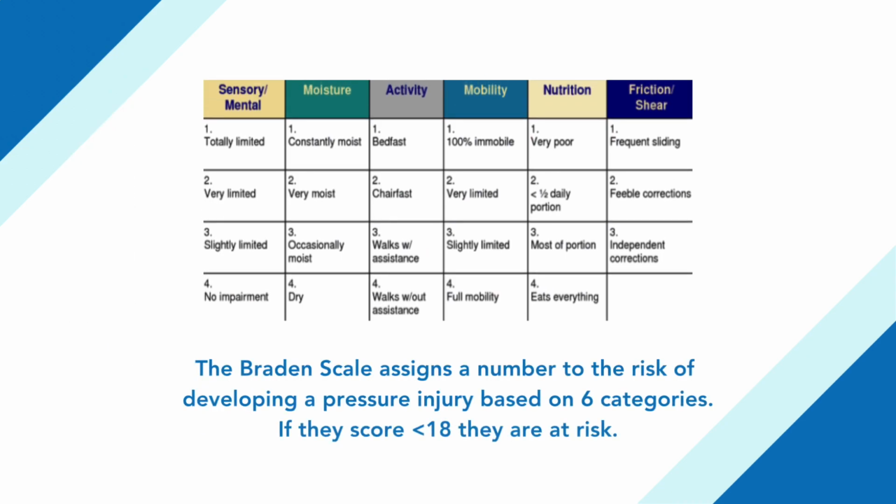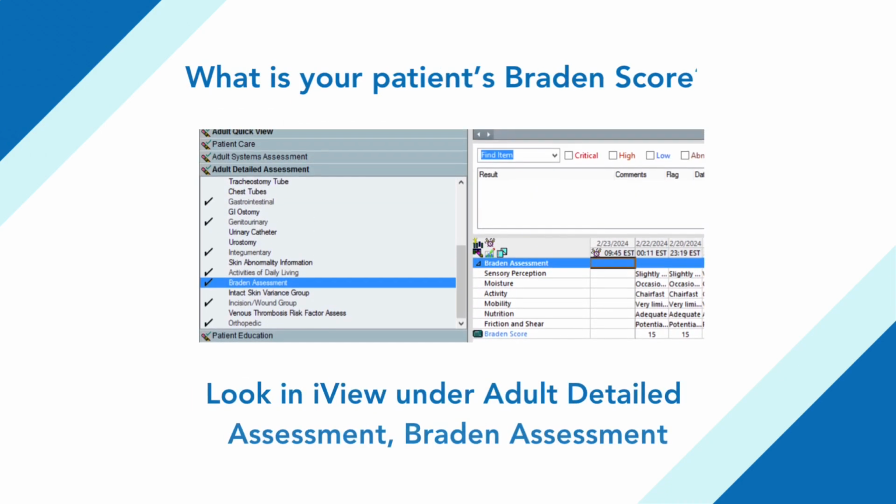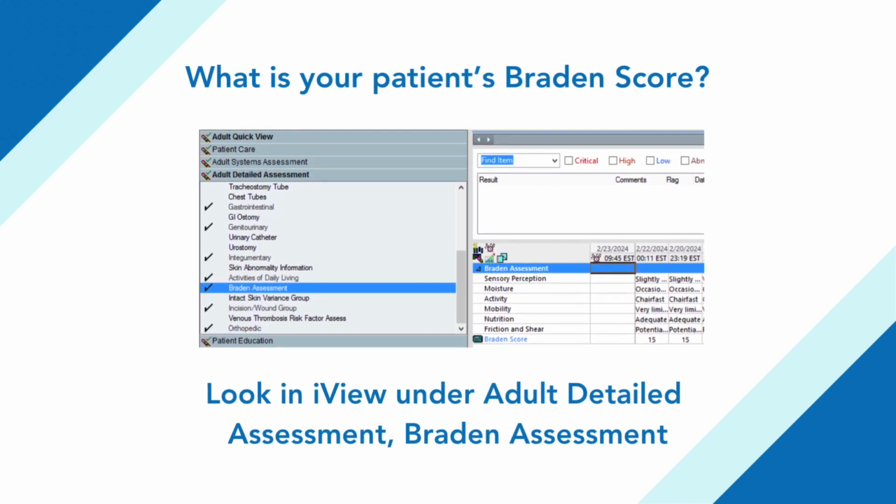These measures will take place at admission and continue throughout their stay. The algorithm is dependent on the patient's Braden score. The Braden score assigns a number to the risk of developing a pressure injury based on the patient's results in 6 categories. If the patient receives a score of 18 or lower, they are considered at risk. To find your patient's Braden score, look in ACIT under Optiview, then click Adult Detailed Assessment. Beneath that, you can click Braden Assessment, and it will come up with the Braden scores for the patient.